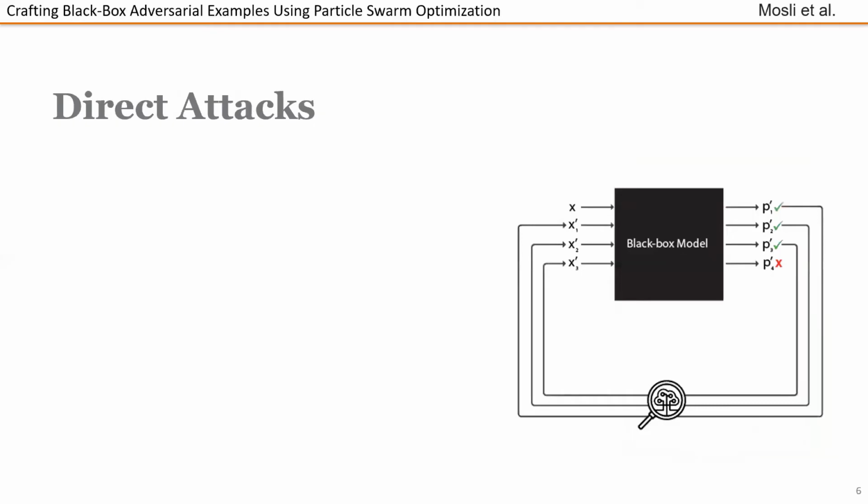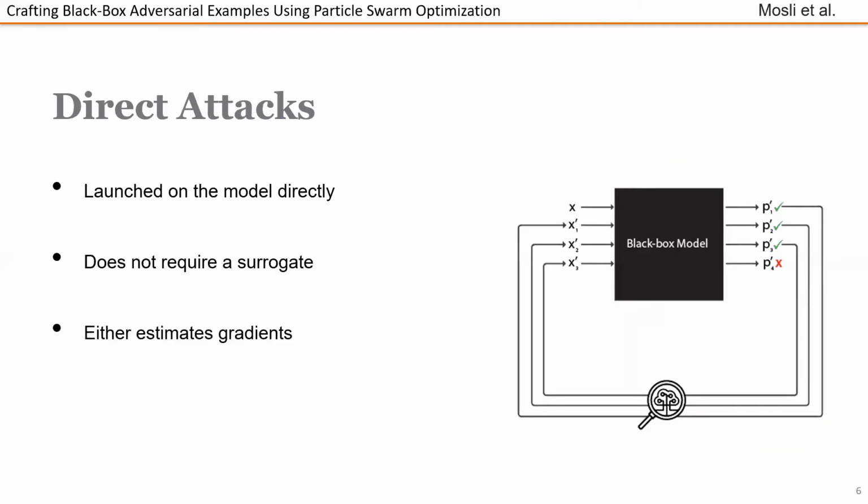This second type is launched on the target directly, without requiring a local surrogate, and is done by either estimating the gradients of the target model or by utilizing certain algorithms that guide the changes until an adversarial example is generated. Both approaches rely on an iterative approach that queries the model and utilizes the output at each step to craft adversarial examples. Examples of the gradient estimation attack include ZOO, NES, and Bandits. Our attack is a gradient-free attack, along with the Parsimonious Black Box attack and GenAttack.